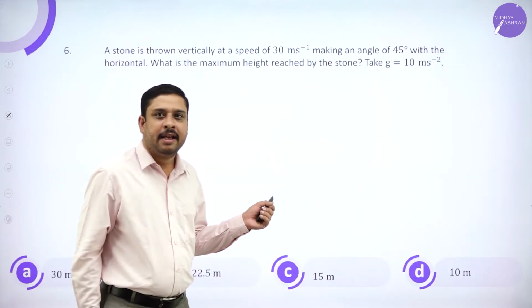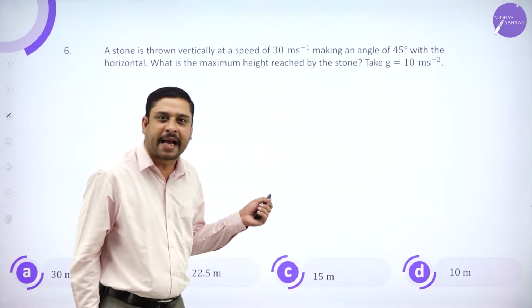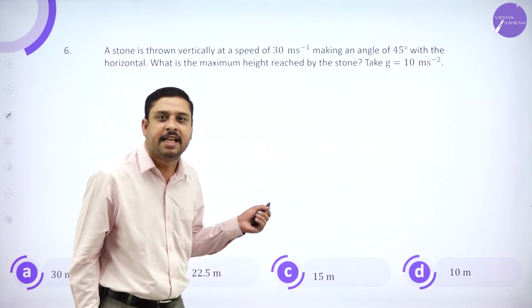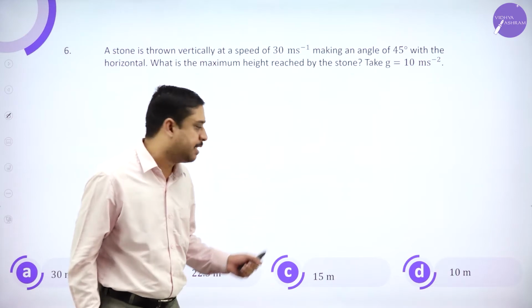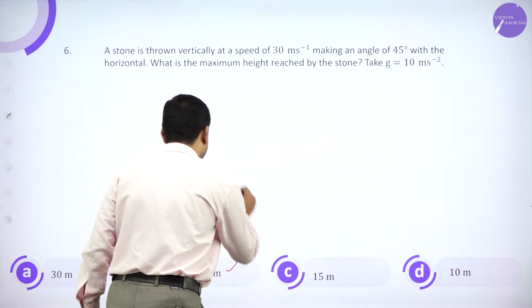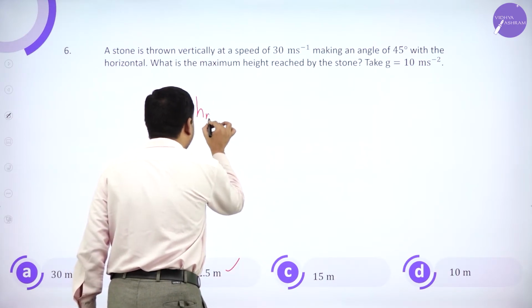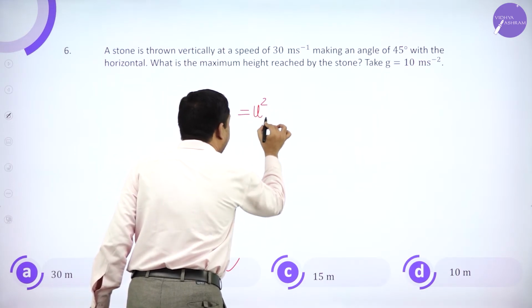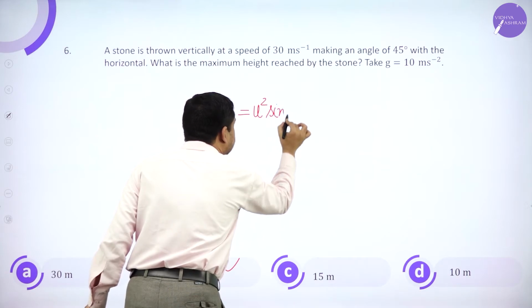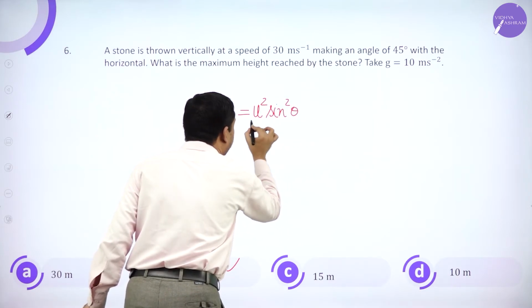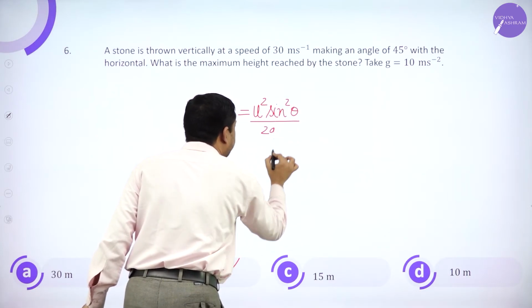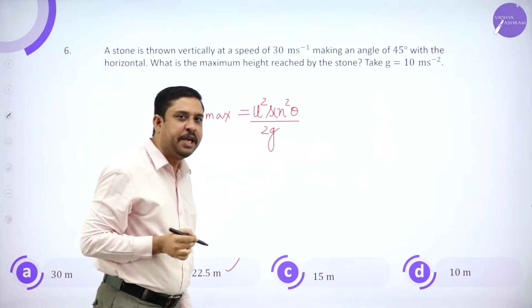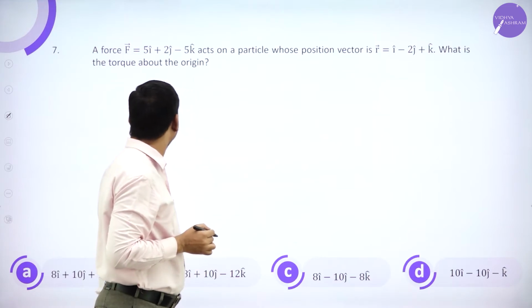This is with respect to maximum height. We have already done in the previous session. Please do take this as an assignment. The expression will be maximum height is u square sin square theta by 2g. Simple simplification. Every data is direct. B will be the answer.